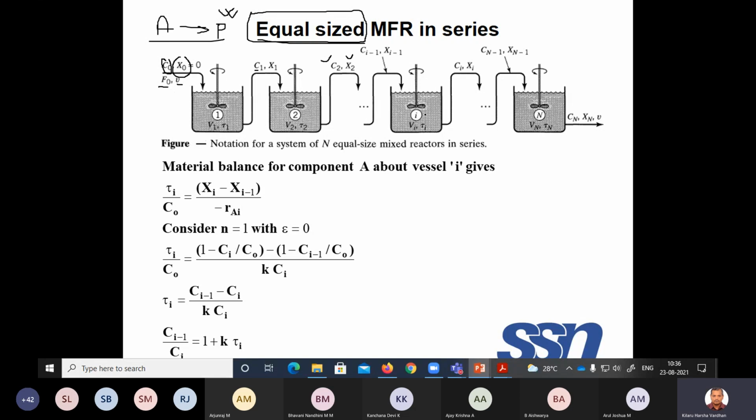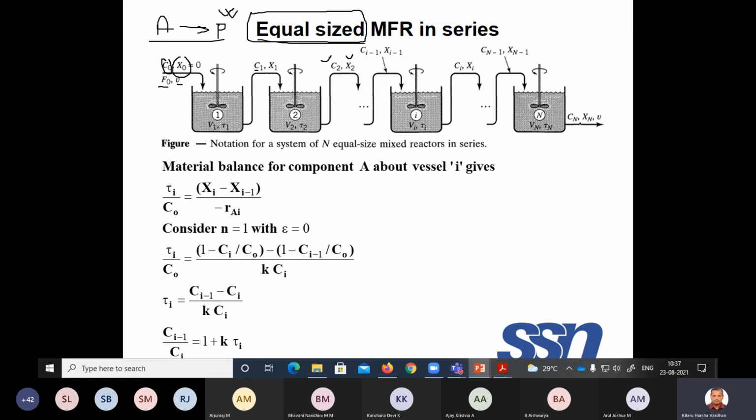For the ith reactor, what will be the conversion and the concentration? You can see here, for the second reactor, your input is C1 and X1, the one before, right? Outlet is C2, X2. So like that for the ith reactor, your conversion will be Xi minus 1 and the concentration will be Ci minus 1. And outlet is Ci and Xi. For the nth reactor, it will be Cn minus 1, Xn minus 1, Cn, Xn, and V. V is the volumetric flow rate.